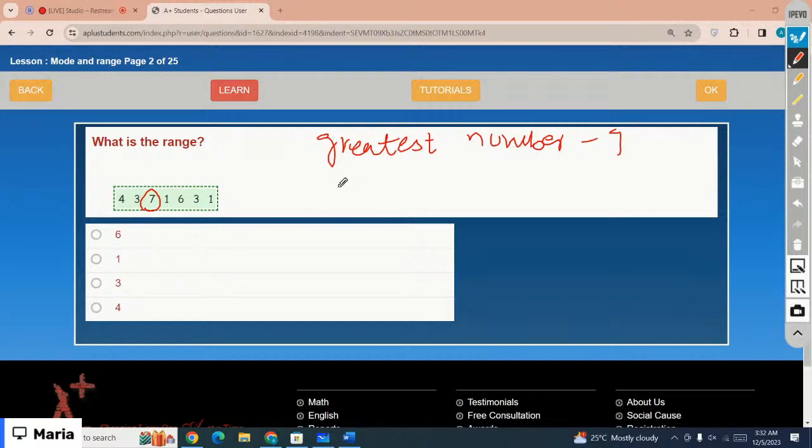Then you have to see the smallest number in the given numbers. The smallest number is 1. So the range is the difference between the smallest and the greatest number. You have to do 9 minus 1, no, it is not 9, 7 minus 1. And 7 minus 1 is 6. So the range of the given numbers is 6. Got it? The correct option is 6.